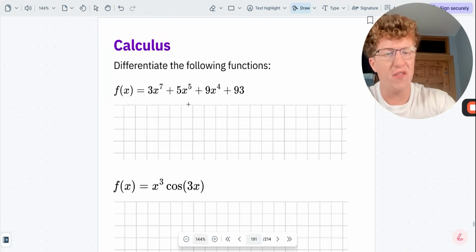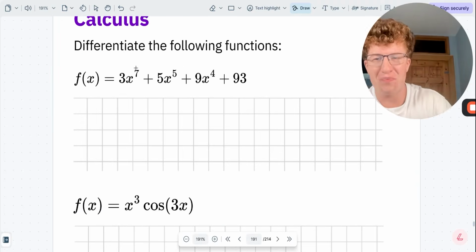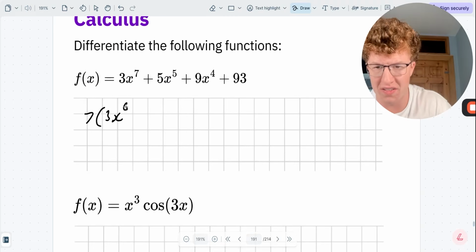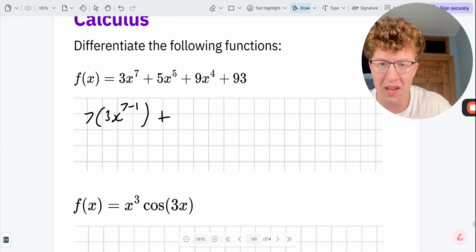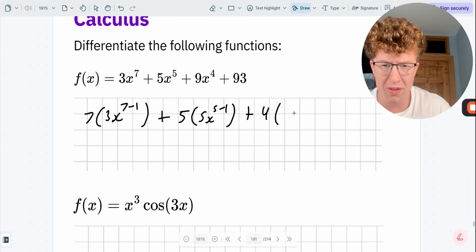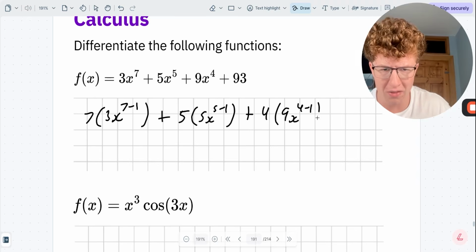Next question, we're just differentiating the following functions. So 3x to the power of 7, differentiate that. It's going to be 7 times 3x to the power of 6 because it's 7 minus 1. All right, 7 minus 1 up here. Plus, we're bringing down the 5. It's going to be 5 times 5x to the power of 5 minus 1. Plus 4 times 9x to the power of 4 minus 1.